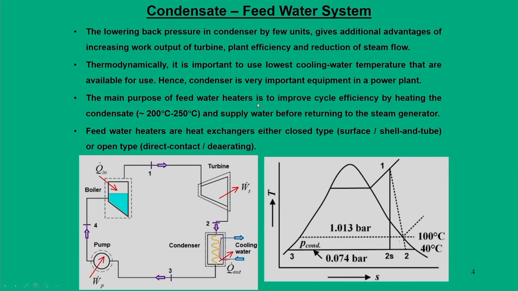The main purpose of feed water heating is to improve the cycle efficiency by heating the condensate to 200 to 250 degrees centigrade. Later we will see that when you take out the condensate, we do not bring it back to atmospheric temperature; rather, we leave it at around 200 to 250 degrees centigrade, so that at the entry to the boiler the boiler load comes down, and then supply the water before returning to the steam generator.